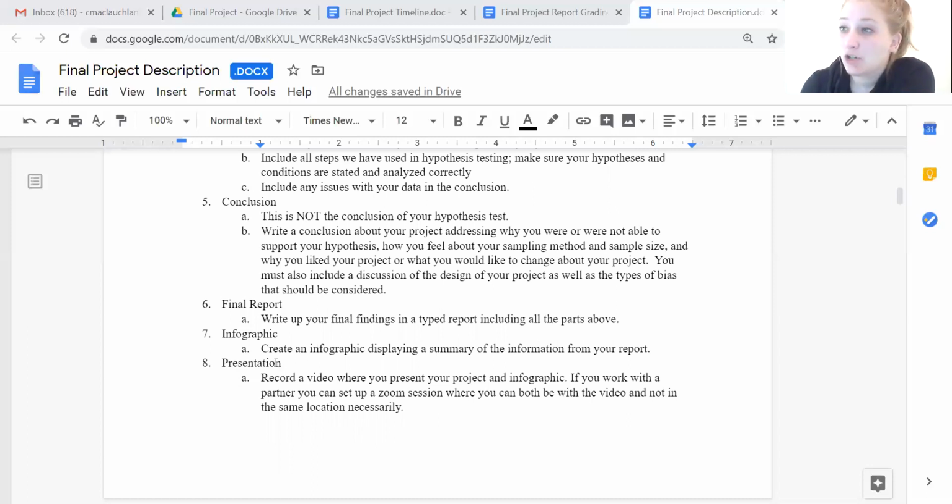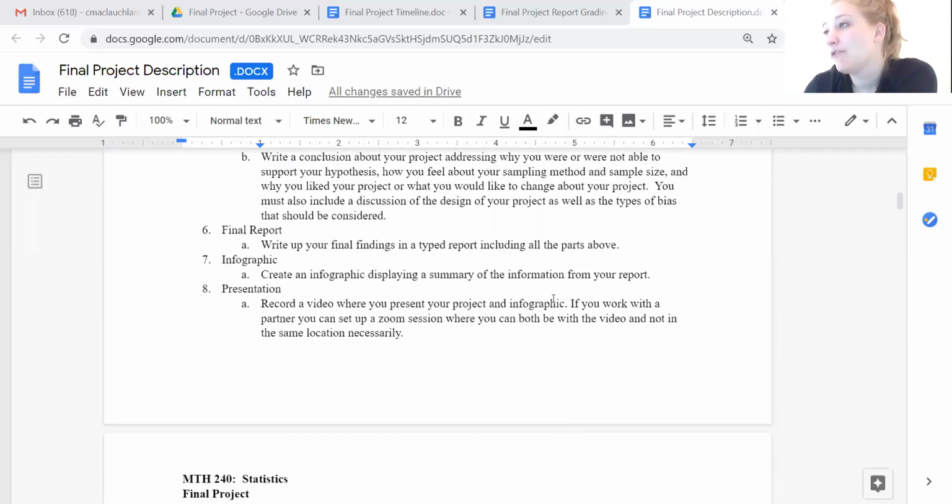And then the presentation. So what you're going to do is record a video where you're presenting your final project and your infographic. So you probably want to make some sort of slideshow that you and your partner could go through all of the different steps from above. Don't just copy and paste your report into your slideshow because nobody wants to read 100,000 things on a slide, all right? Make it fun, make it interesting.